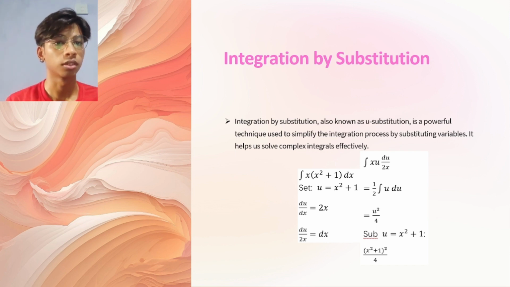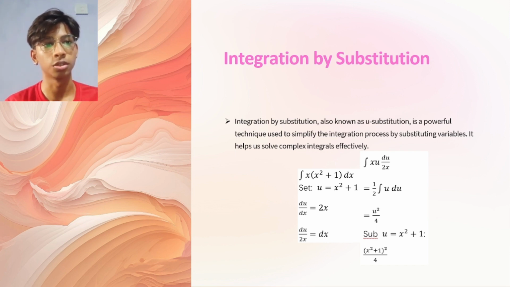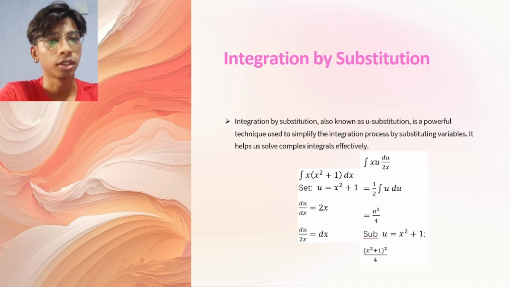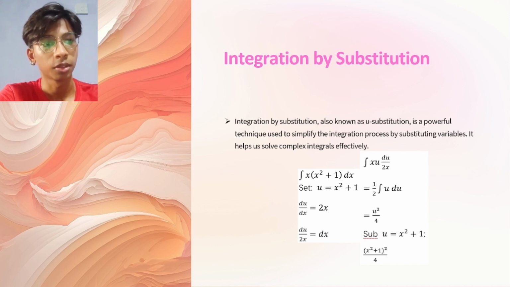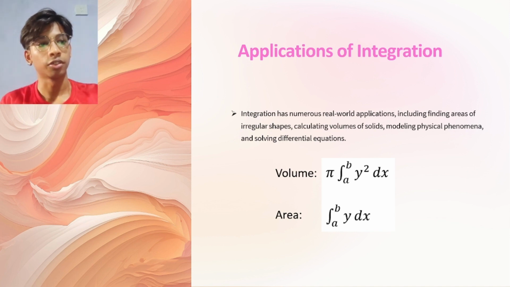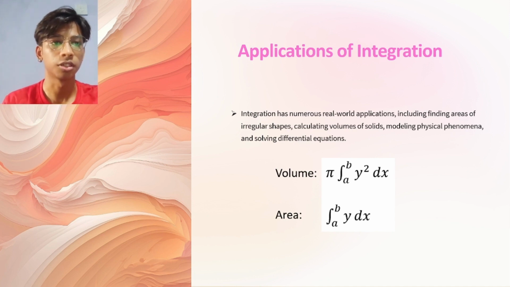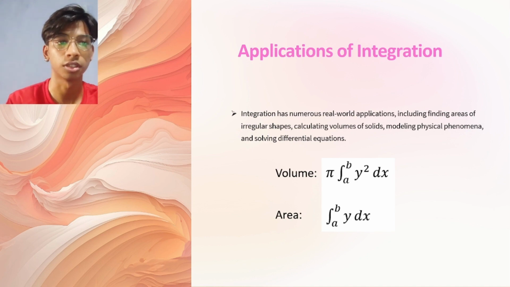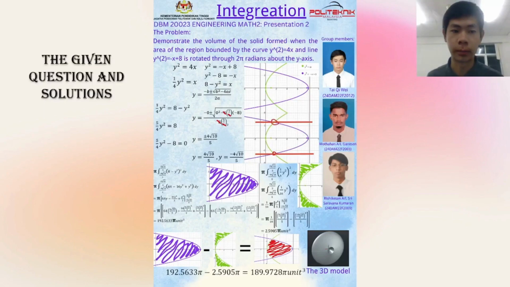Integration by substitution, also known as U substitution, is a powerful technique used to simplify the integration process by substituting variables. It helps us to solve complex integrals effectively. So the next one will be applications of integration. Integration has numerous real-world applications, including finding the area of irregular shapes, calculating the volume of solids, modeling physics phenomena, and solving differential equations. And this is the given question and solution.